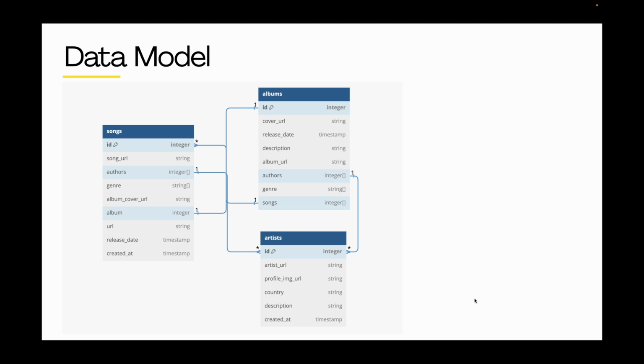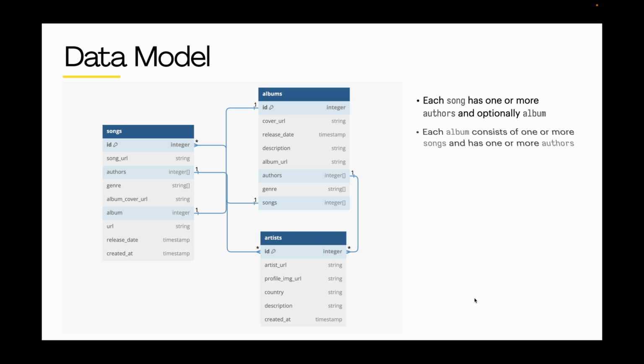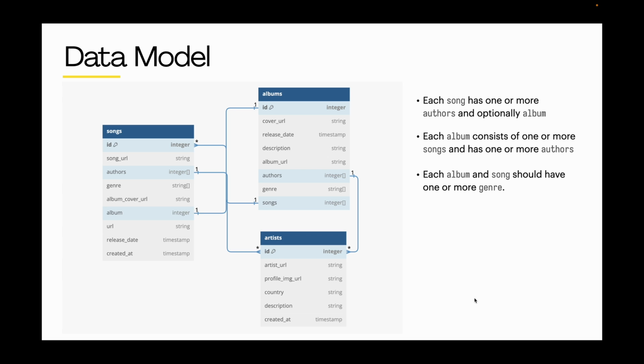Our data model comprises 3 primary entities: song, album, and artist. Each song has one or more authors and optionally belongs to an album. Each album consists of one or more songs and has one or more authors. Both albums and songs should be associated with one or more genres. Genre is represented as an enum with predefined string values like rock, pop, classic music, etc.